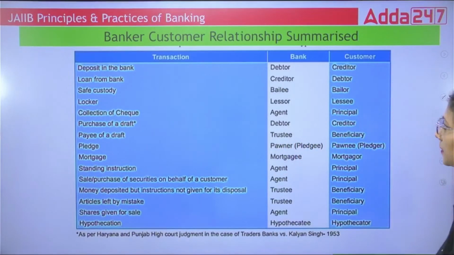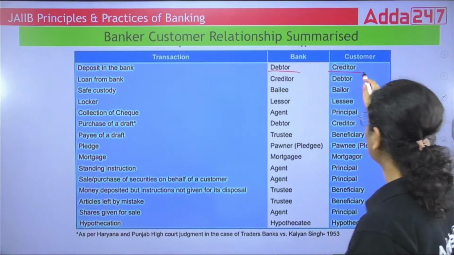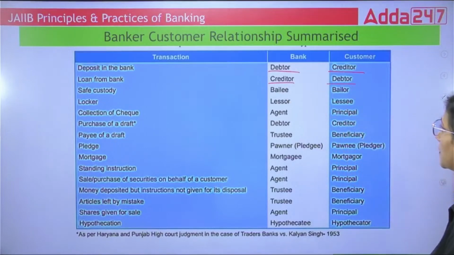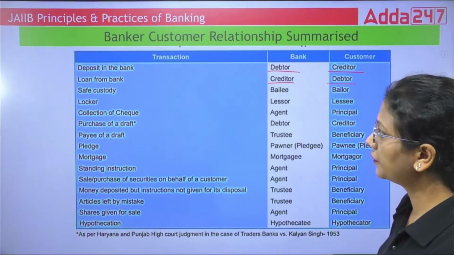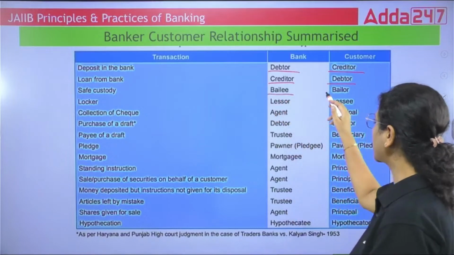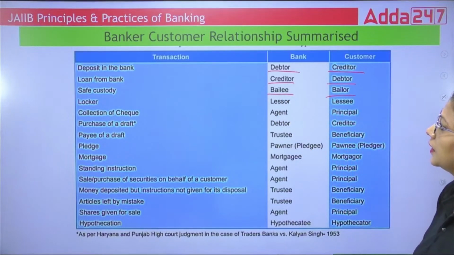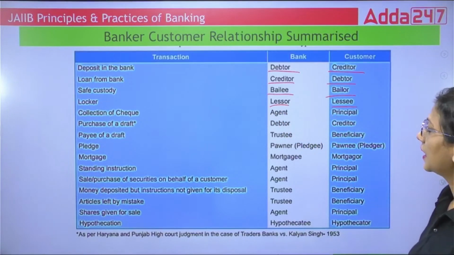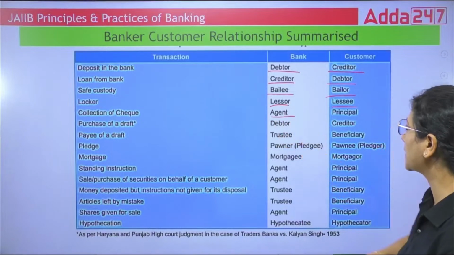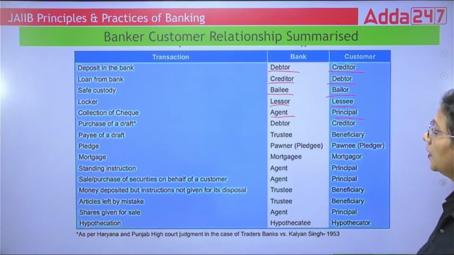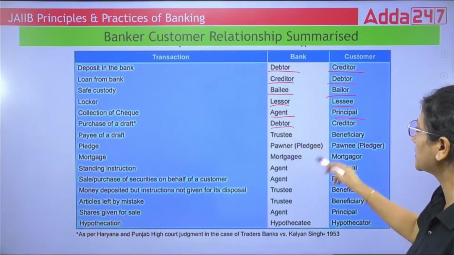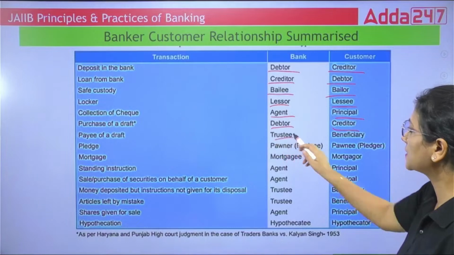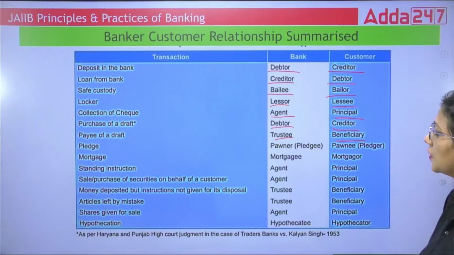Deposit in the bank. Here, bank is debtor, customer is creditor. Loan from bank, bank is creditor, customer is debtor. In case of safe custody, bank is bailee, customer bailer. In case of locker, bank is lessor, customer is lessee. In case of collection of check, bank is agent, customer is principal. Purchase of draft, bank is debtor, customer is creditor. Payee of draft, bank is trustee, customer is beneficiary.